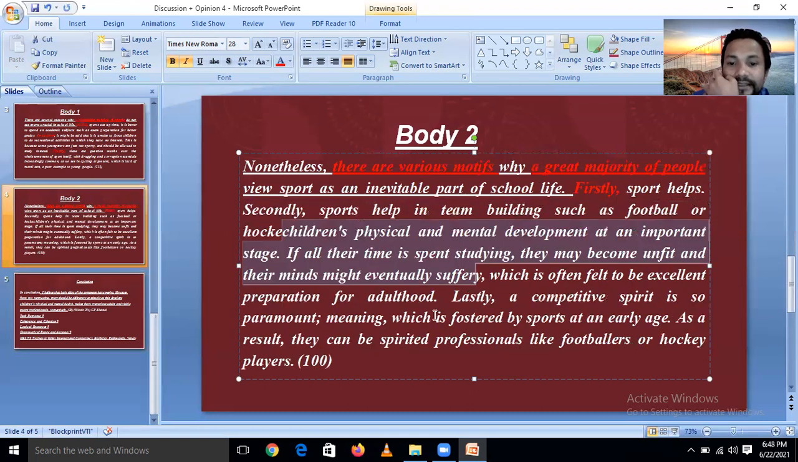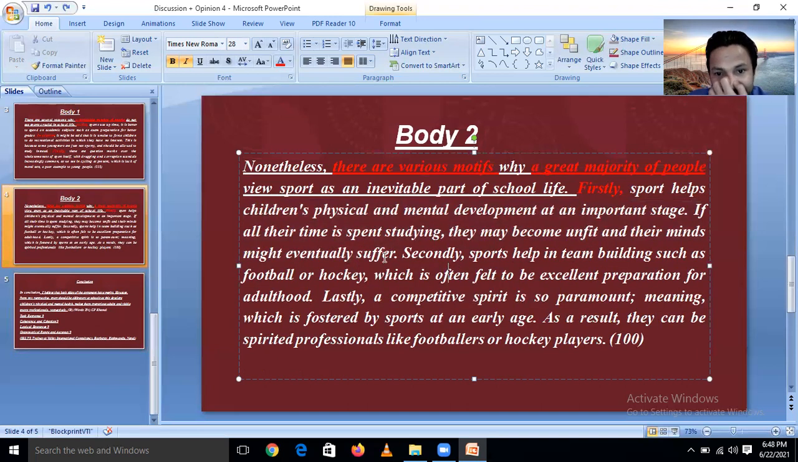Secondly, firstly, then now let's look at secondly. What does this secondly mean? Now the second reason, sports help in team building, such as football or hockey, which is often felt to be excellent preparation for adulthood. Yeah, team building means having connection with people and being familiar with working in team cooperation, like that.